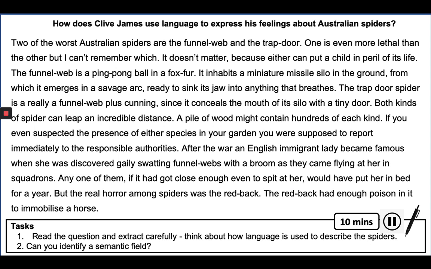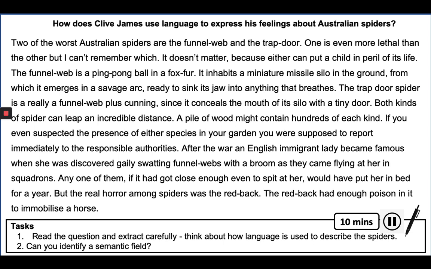So the question is, to remind you, how does Clive James use language to express his feelings about Australian spiders? Please could you read the question and extract carefully? Think about how language is used, and then try to identify a semantic field. I've given you 10 minutes, hopefully you won't need that much time though. Have a read through and spend a few minutes trying to identify the semantic field. Write it down if you think you know what it might be. Pause the video now.